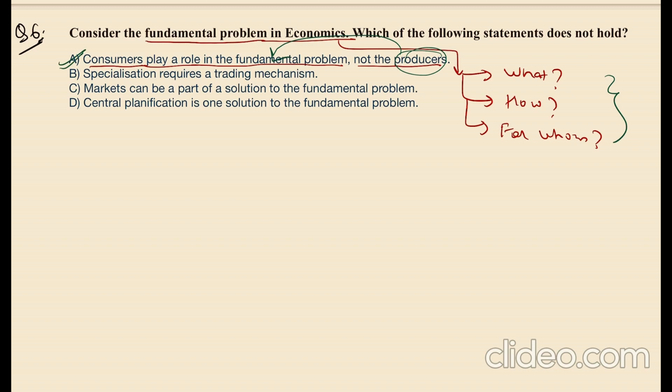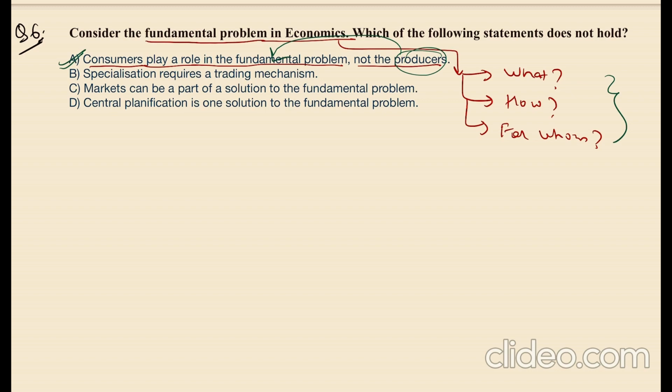So option B, specialization requires a trading mechanism. Now, obviously, if you want to specialize in something, what is your objective? Your objective is to trade the extra quantity that you would be producing with someone else. And if there is no trading mechanism, then it makes no sense to specialize in something, right? So that is fair enough.